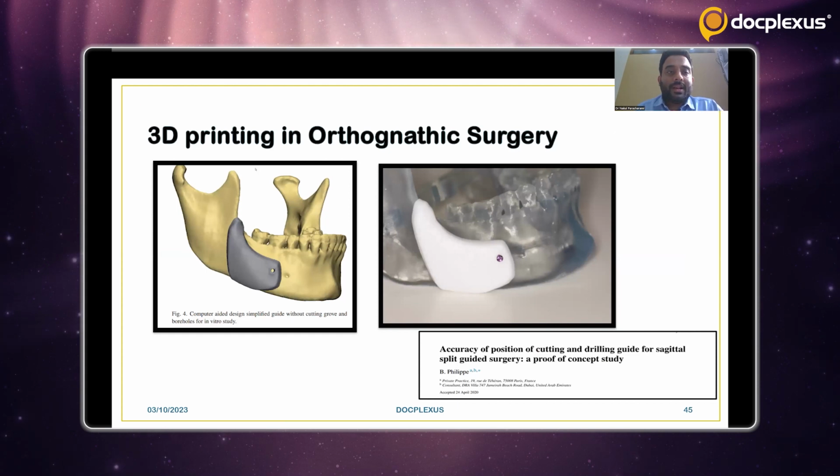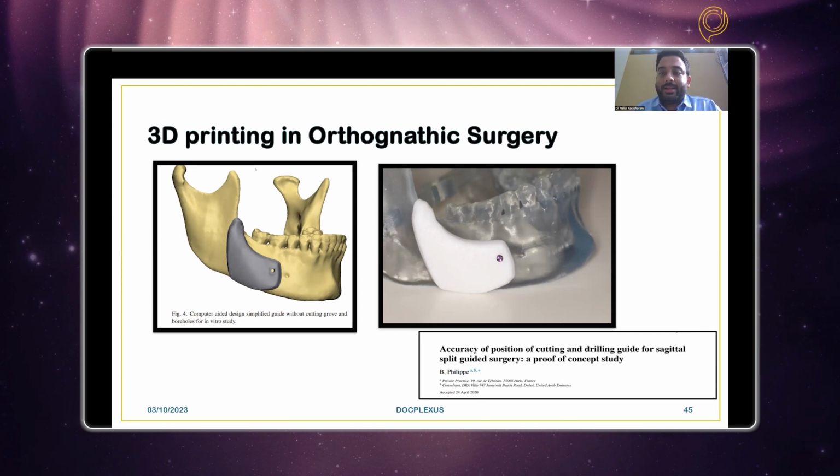So this is a 3D printed stent used in orthognathic surgery. It is to replicate the exact location of the screw, which is used along with 3D printed guides, which aids in the accurate cutting of the jaws.